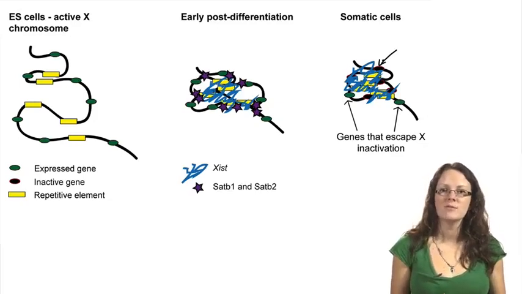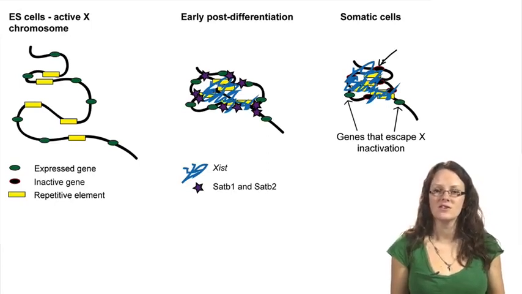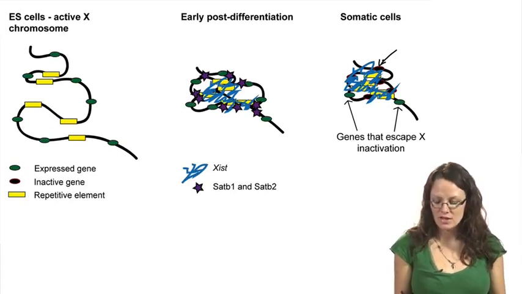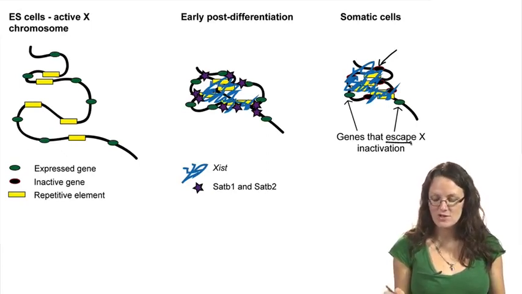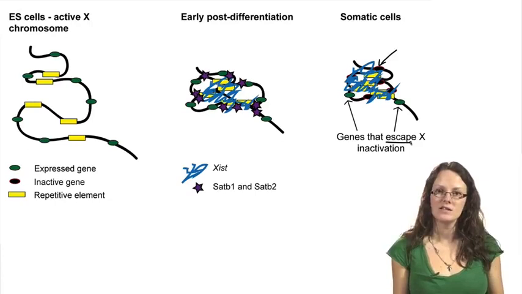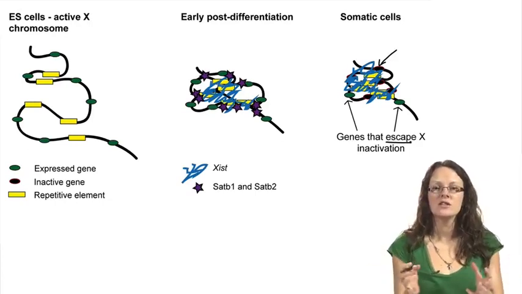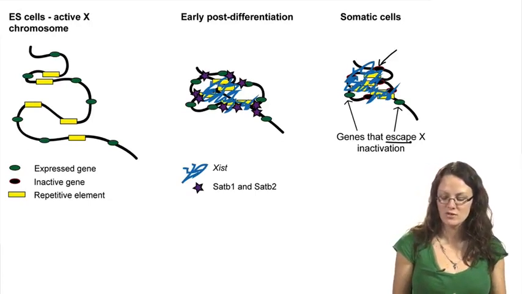What I haven't mentioned up till now in the lectures is that there are a small handful of genes on the X chromosome that don't undergo X inactivation. These genes that escape X inactivation remain outside this silent nuclear compartment in somatic cells. So they are never drawn into the region which isn't transcribed because it's devoid of RNA polymerase II.